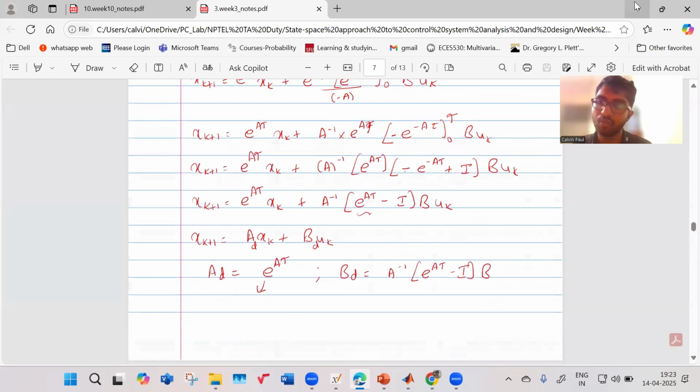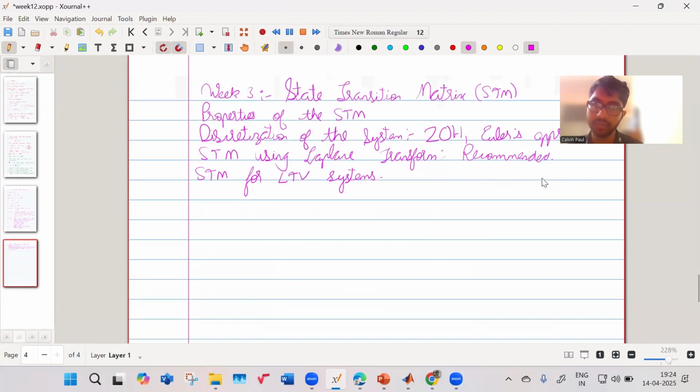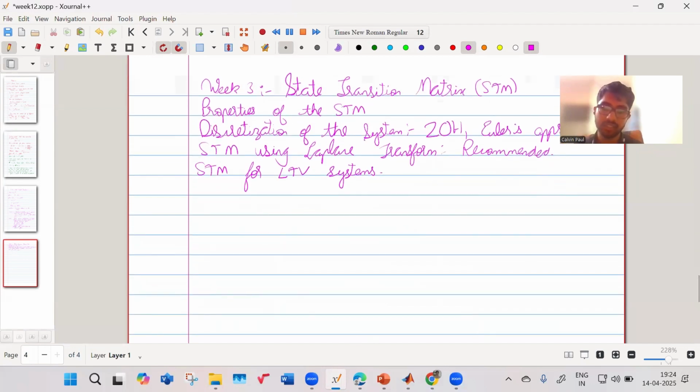Okay, Laplace transform, STM. How do you find the state transition matrix using Laplace transform? This is my recommended method. You get a closed form solution, as well as the STM for linear time varying systems. Okay, this is for week 3. So these are the first 3 weeks. Now let us go for week 4.